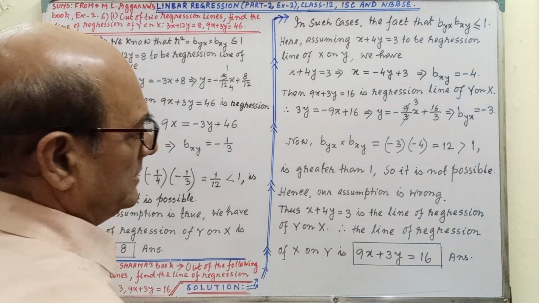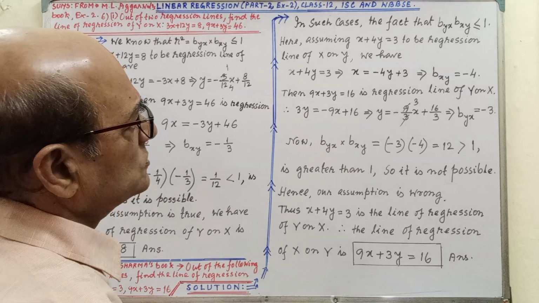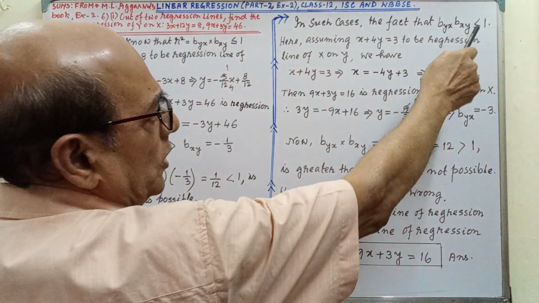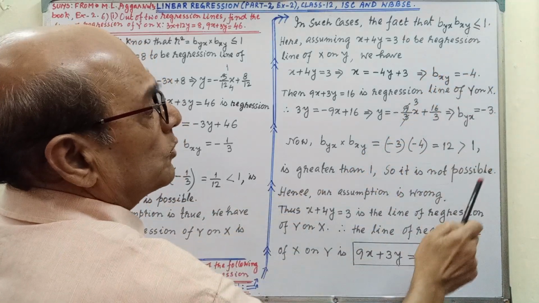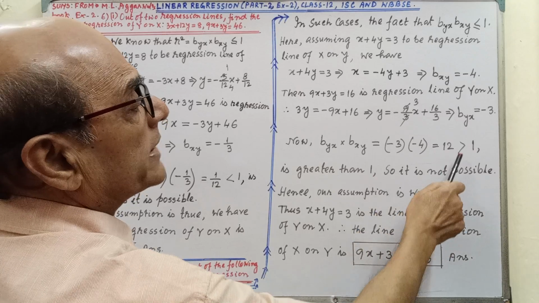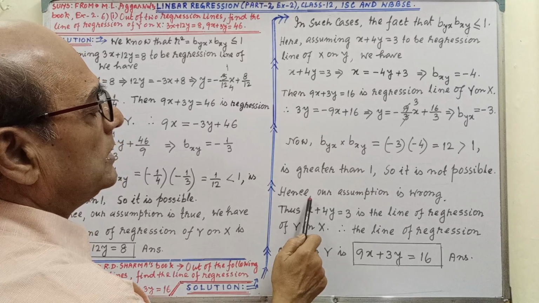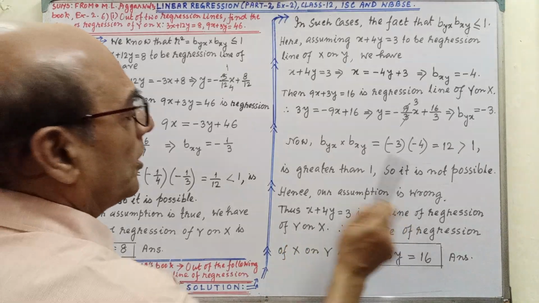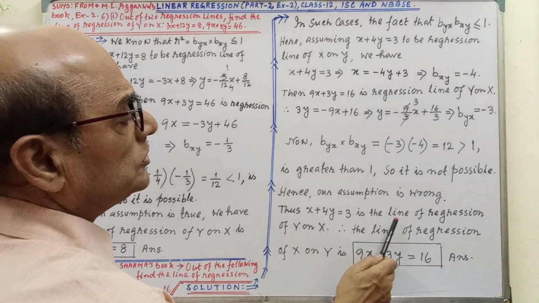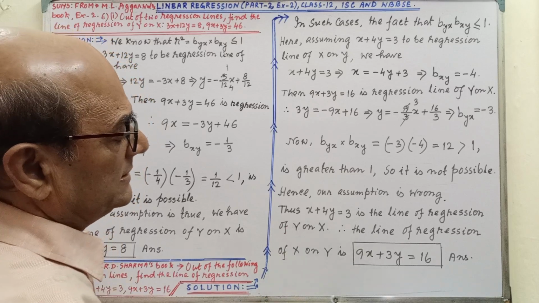12 is greater than 1, so it is not possible. Greater than 1 is not possible. The logic we have to follow is less than or equal to 1. Here 12 is coming, that is greater than 1. So our assumption is wrong. Thus x plus 4y equal to 3 is not the line of regression of x on y.